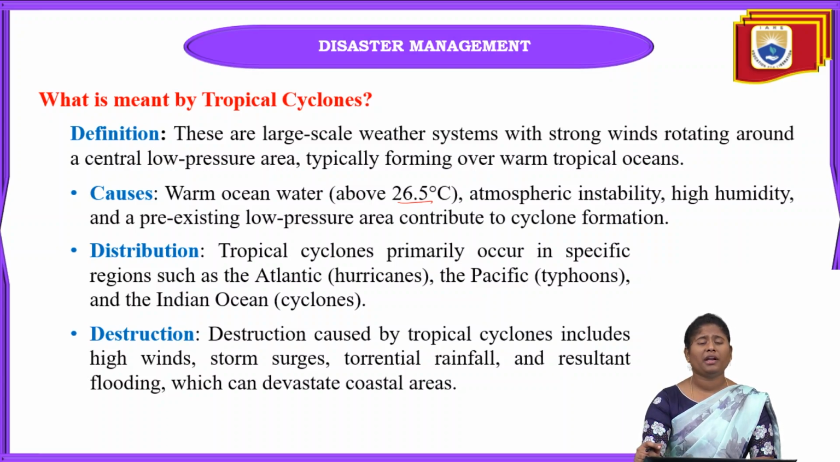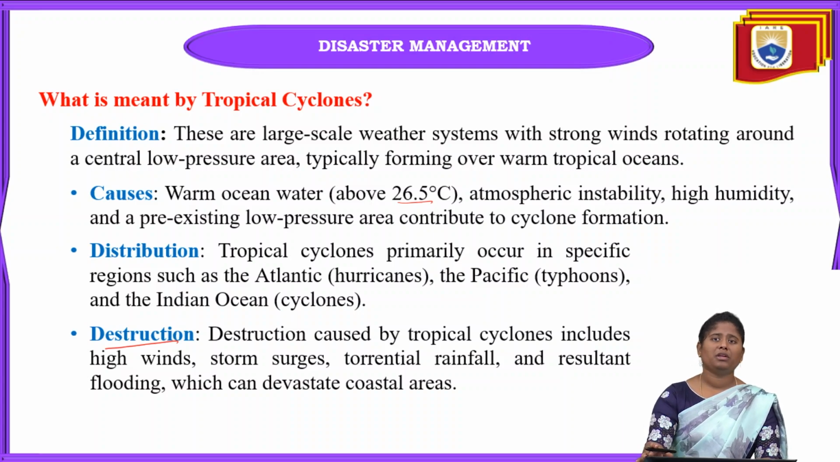Next is distribution. Areas like the Atlantic, Pacific, and Indian Ocean give rise to tropical cyclones, whether they are called cyclones, typhoons, or hurricanes. They mainly occur in these areas. Next is destruction. When tropical cyclones occur with heavy rainfall and high winds, they destroy the whole area within a short span. The heavy rainfall also gives rise to floods, which can devastate coastal areas.